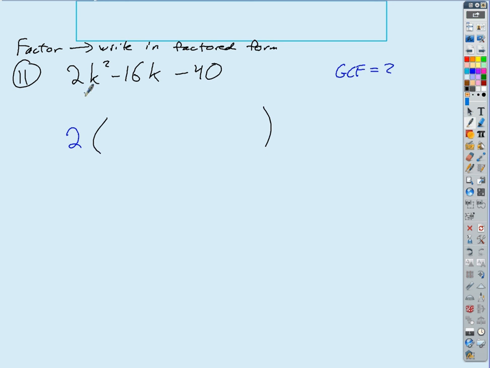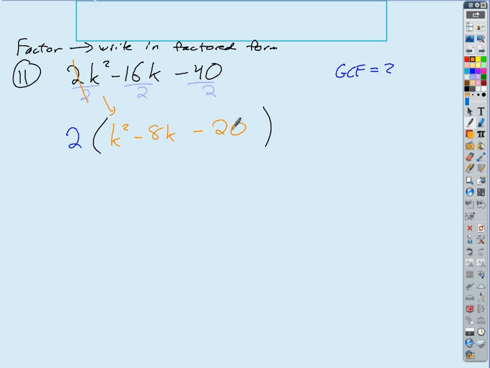So yeah, I'm just going to divide each term by 2, aren't I? So Ellen, help me out here. If I'm dividing each of these terms by my greatest common factor, I've just got to figure out what's going to be left behind. So what's 2k squared divided by 2? Well, 1k squared, right? The 2's would cancel, and I would just get k squared. What's 16k divided by 2? 8k. Good, and it'd be negative, wouldn't it? Negative 8k, and then finally negative 40 over 2 would be.